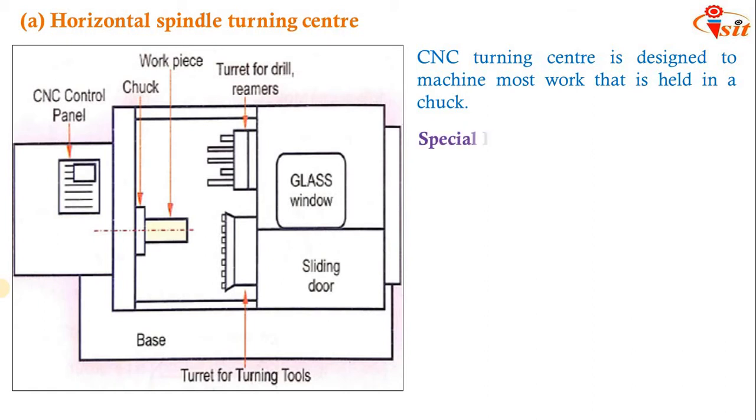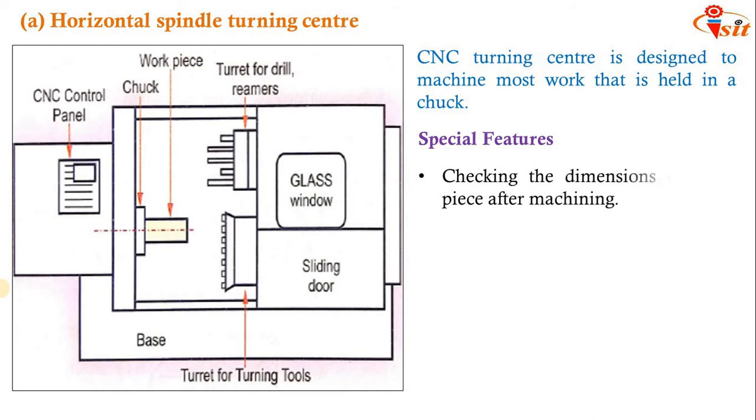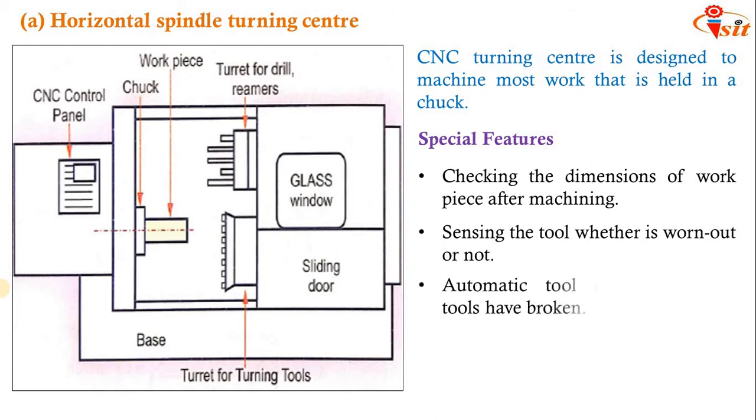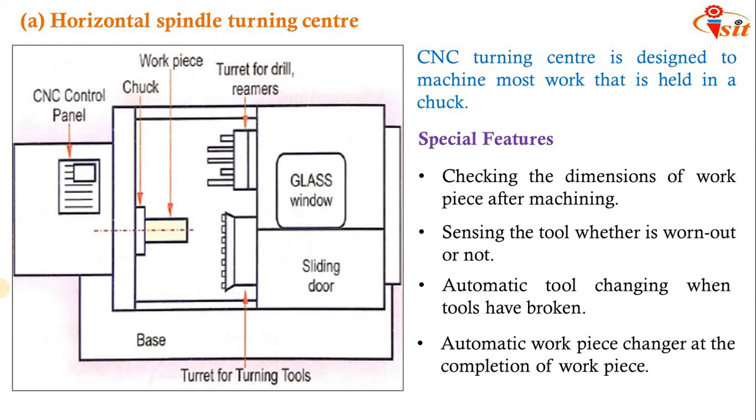It has some special features like checking the dimensions of the workpiece after machining, sensing whether the tool is worn out or not, automatic tool changing when tools have broken due to continuous operation or any defect in the work material, and an automatic workpiece changer at the completion of the workpiece, that is, automatic pallet changers. Through that we can change the workpiece on which the operations are done, and we can put in a new workpiece where all the operations have to be performed.